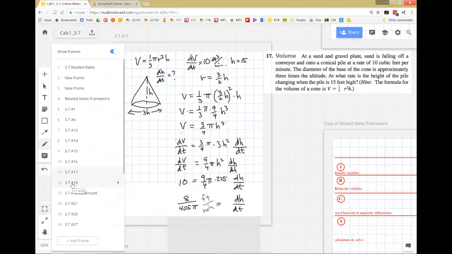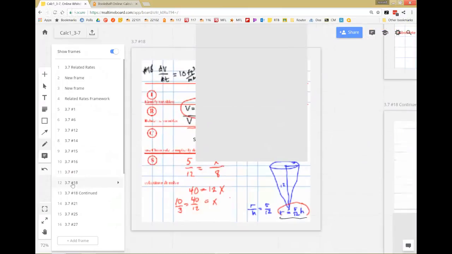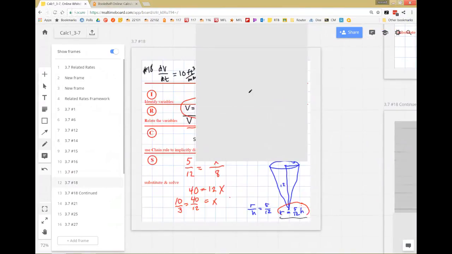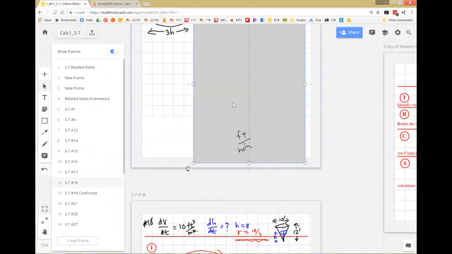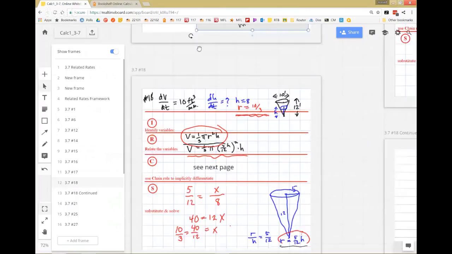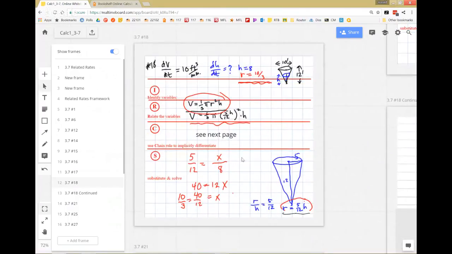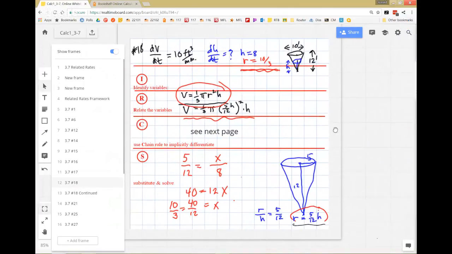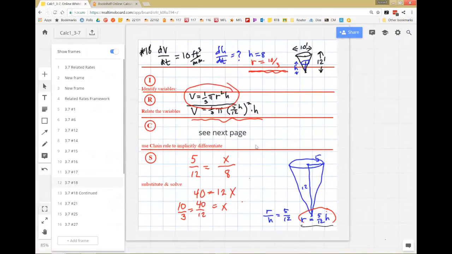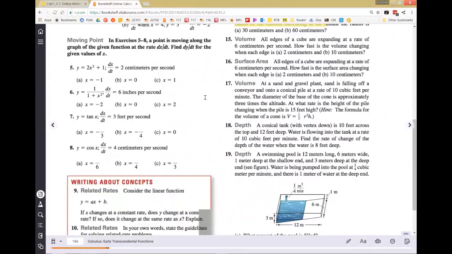Okay, let's go to number 18. I think we started this one yesterday, didn't we? Anyway, yeah, we did. We got right up to the point where we were going to do the implicit differentiation. But let me just review. Okay, 18. Again, I don't have the problem in front of me. Let's go get that. Number 18.